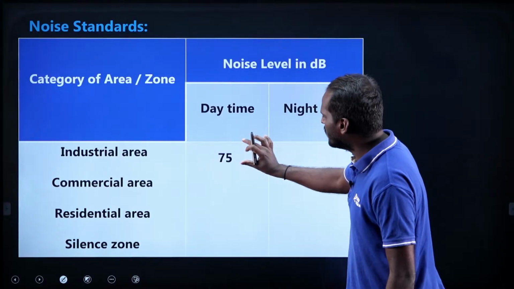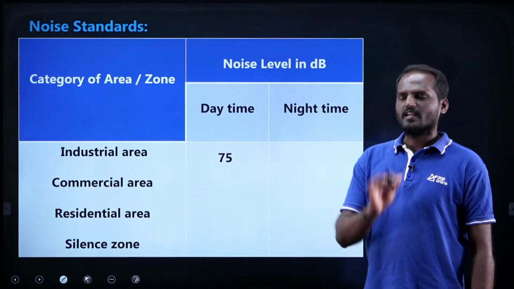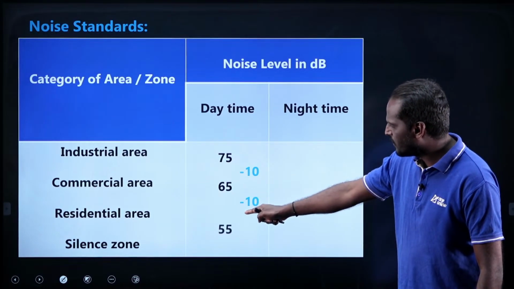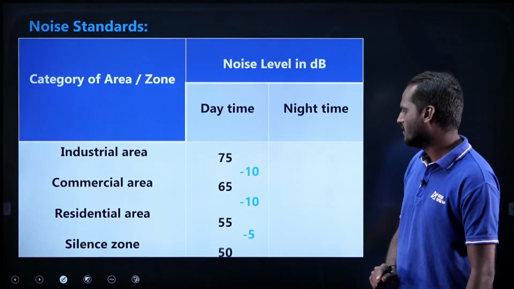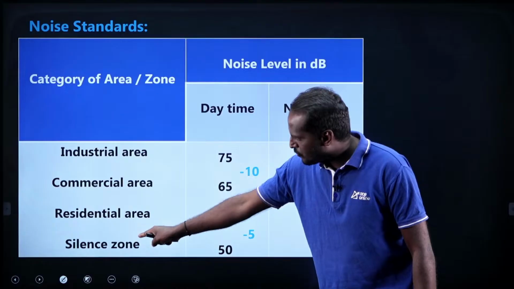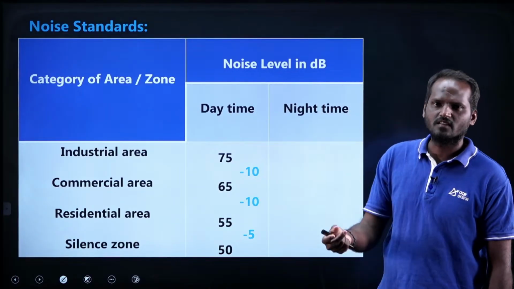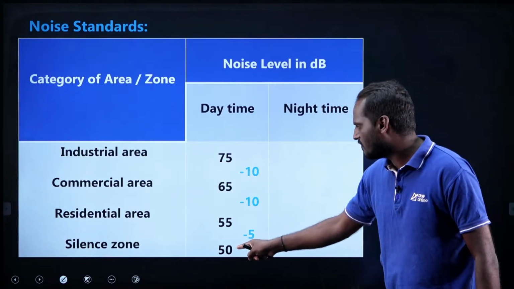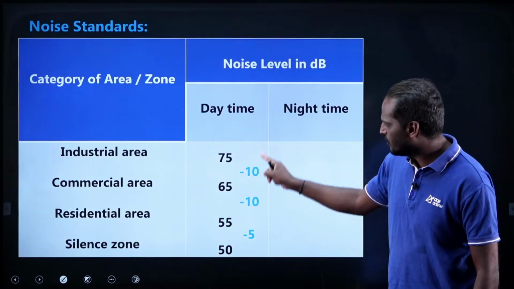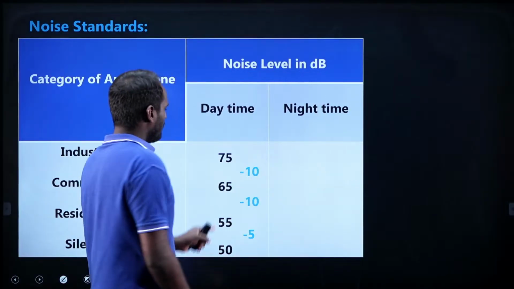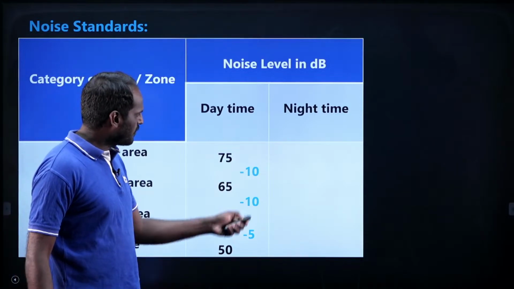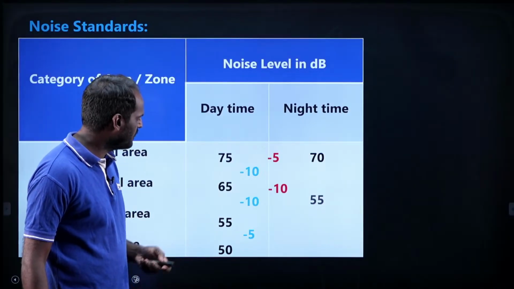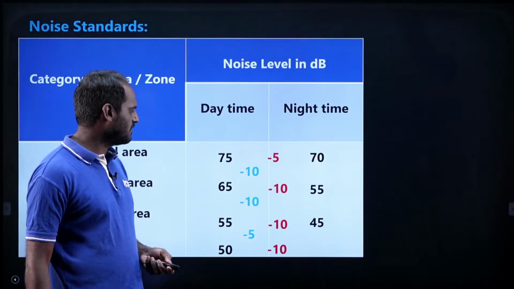From the golden jubilee 75, if you deduct 10, you will get all the daytime noise: 75, 65, 55, but the last value deduct 5, that is 50. For the various zones and the corresponding daytime allowable noise levels, from the golden jubilee deduct 10, 10, last value 5. If you want nighttime values, from the same golden jubilee you deduct 5 from the top, remaining 10. 75 minus 5 is 70, 65 minus 10 is 55, 55 minus 10 is 45, 50 minus 10 is 40.